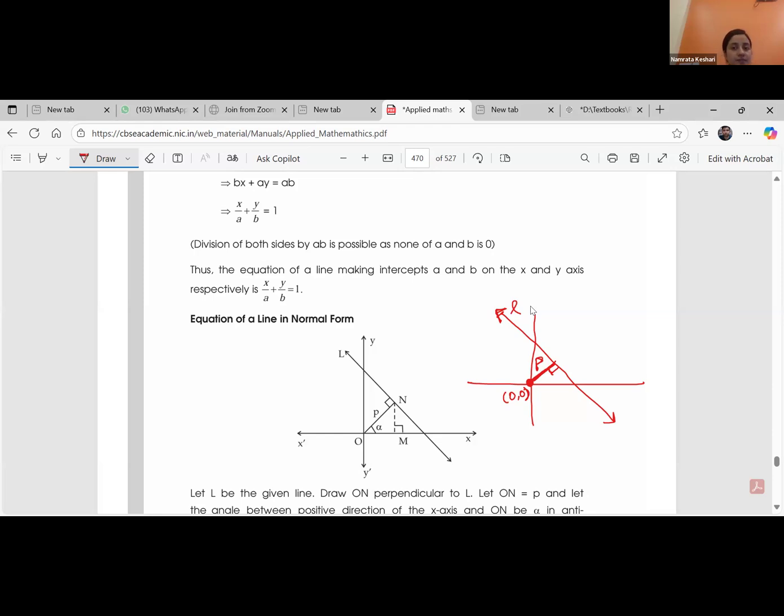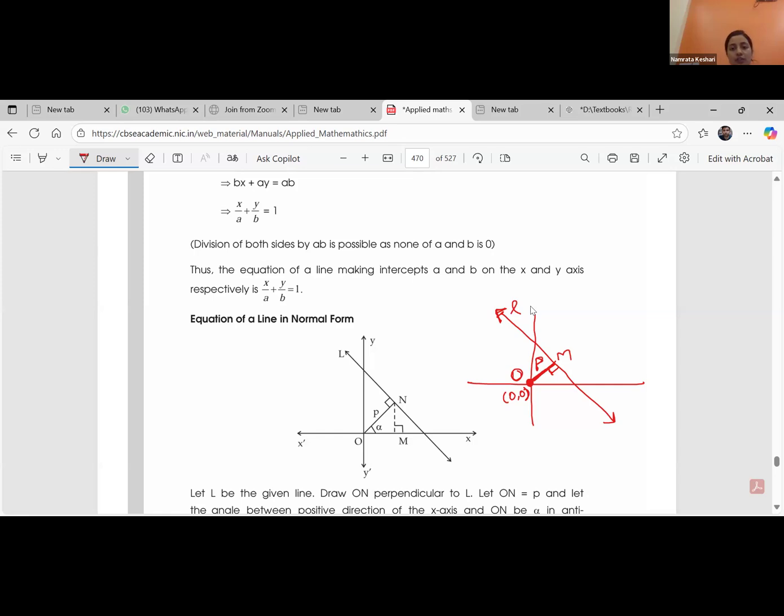Making sense? From the origin, the perpendicular distance of this line L is P. P is nothing but just a number. If the origin is represented with O and here with M, then the distance OM can be any number, any value. A constant number will be given for P.